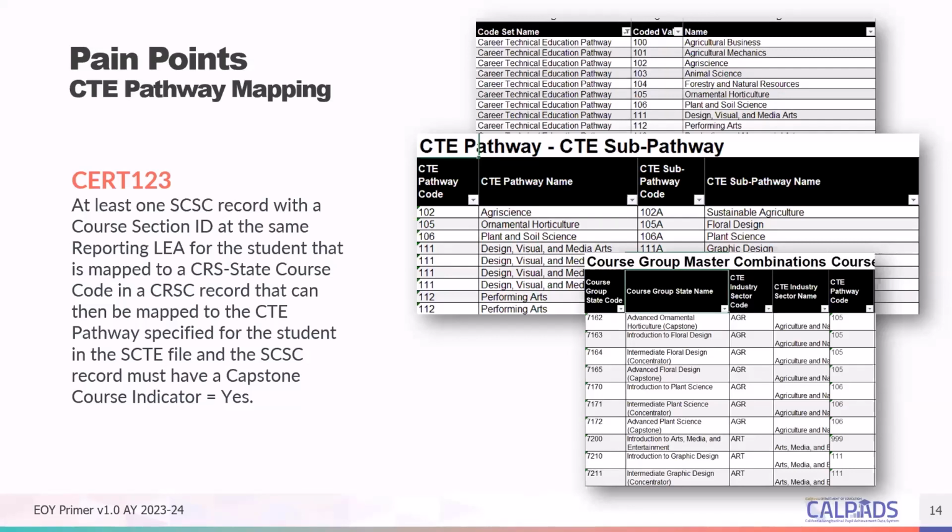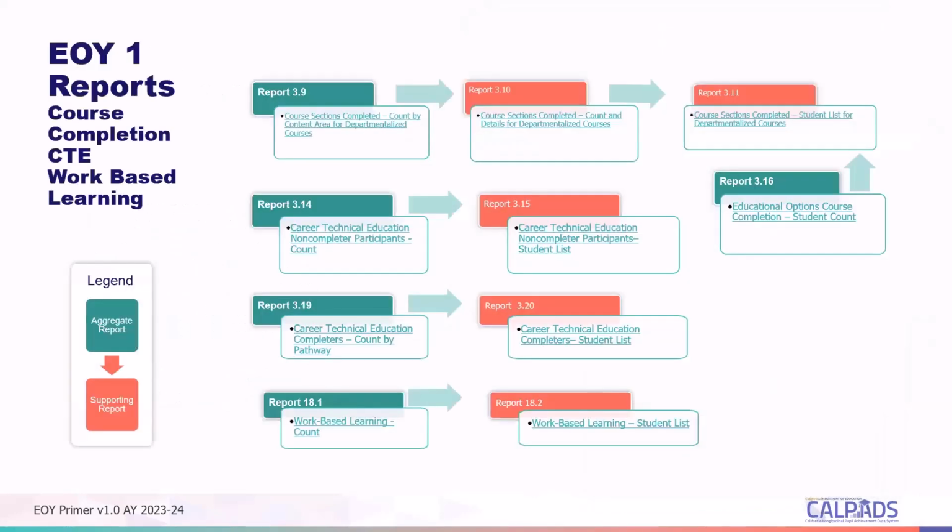It takes the submission of 4 out of the 5 file types in end of year one for CalPADS to identify a CERT123. And this is one reason why it's the most troublesome error in end of year one. Resolution of this error may have cascading effects and can require the resubmission of multiple files. The cascading effects that a single error can have is one of the reasons we recommend submitting your data early in the submission window, or even prior to the submission window.